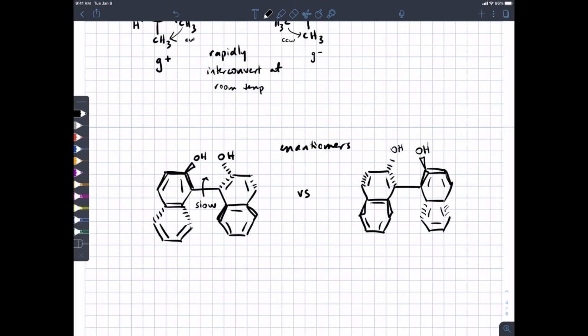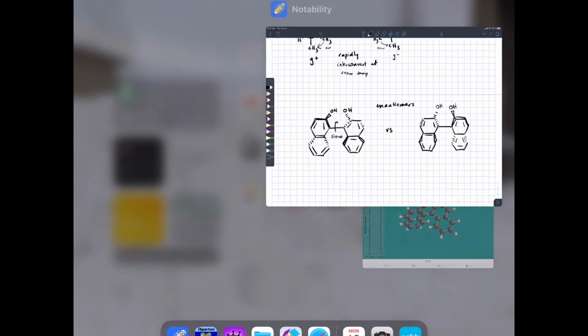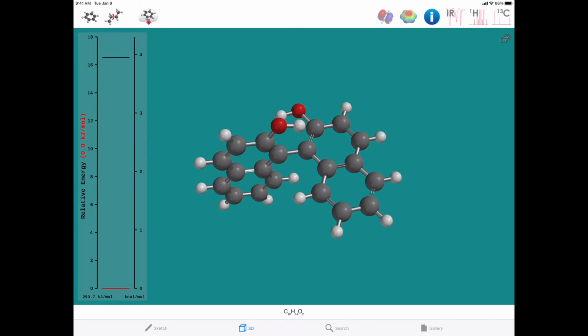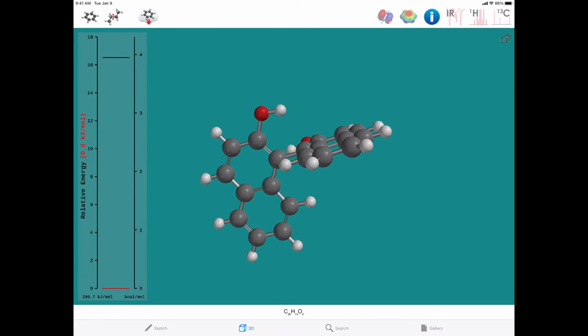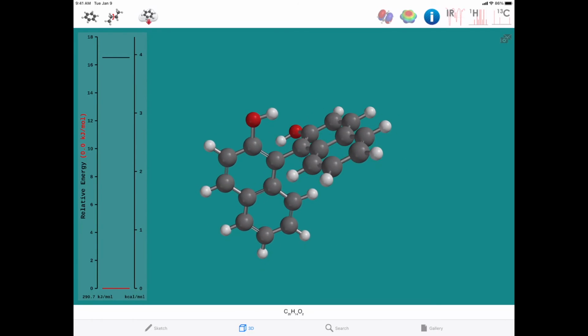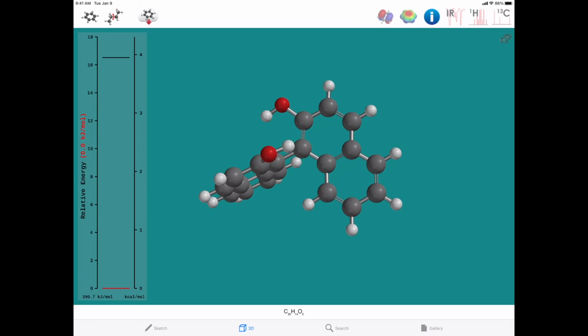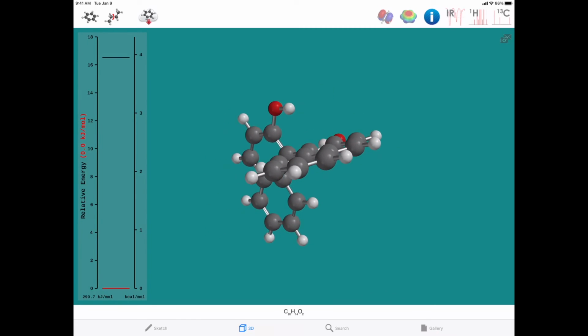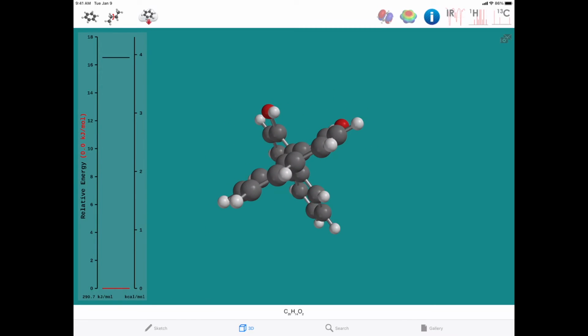In fact, these are often used as chiral ligands for various transition metal catalyzed types of reactions. So let's go look at one of these binols that I drew, and you can see that they're not even kind of planar, right? That's really hard to draw, that they're sort of at a 90-degree angle with respect to each other.